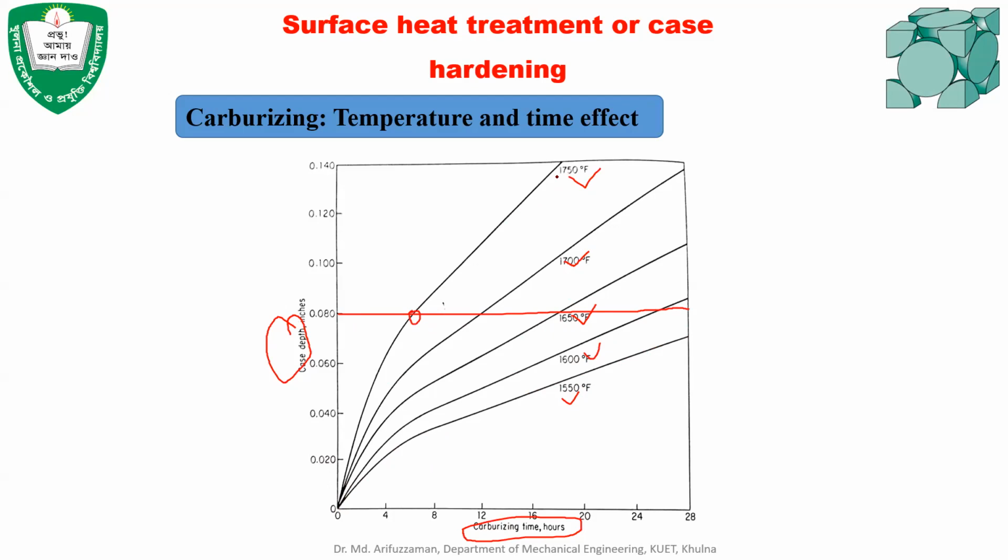If you keep it at 1750 degree Fahrenheit, then the carburizing will be completed within 5 hours. And if you keep it at 1700 degree Fahrenheit, then the same depth, that means 0.08 inch depth, will be obtained at about 12 hours. And that's how it will increase. The lower the temperature, the higher the carburizing time to obtain a constant case depth or carburizing depth. Any question?